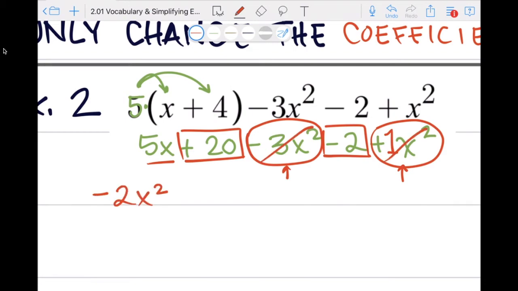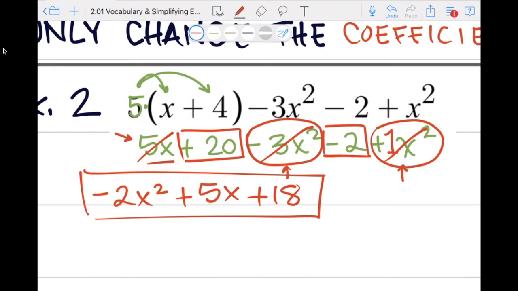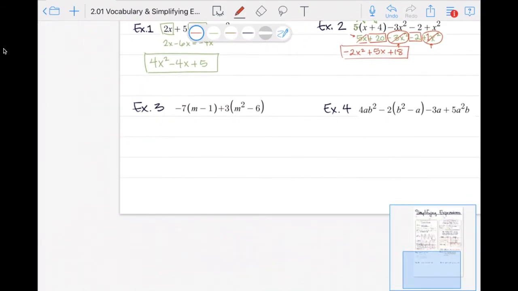So now I've dealt with that one. A lot of times to keep myself organized, I will mark them out. The next one is the x term. Because there's no sign, it's automatically a positive. So we're going to say plus 5x, and now 20 minus 2 gives us 18, and we have this expression fully simplified. Okay, next question.